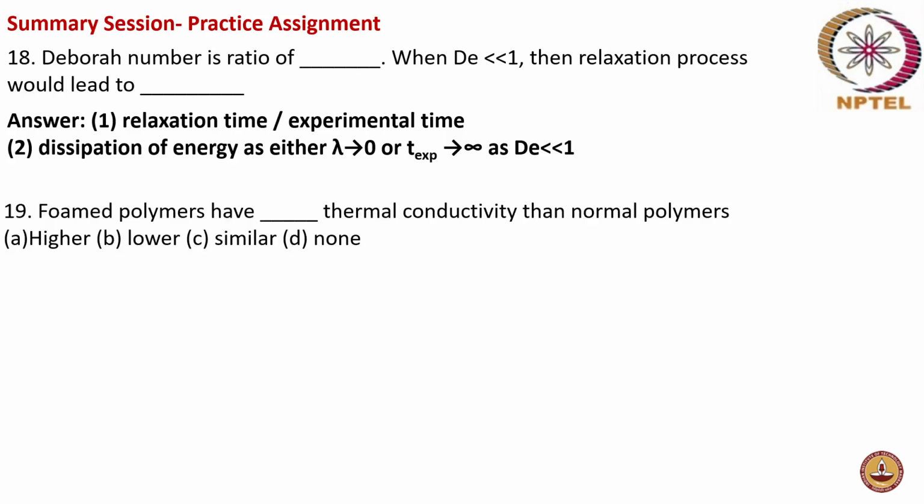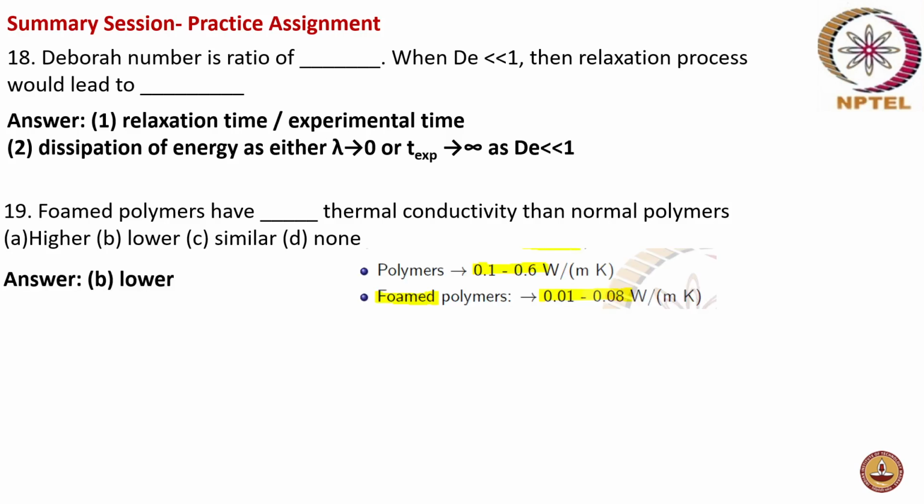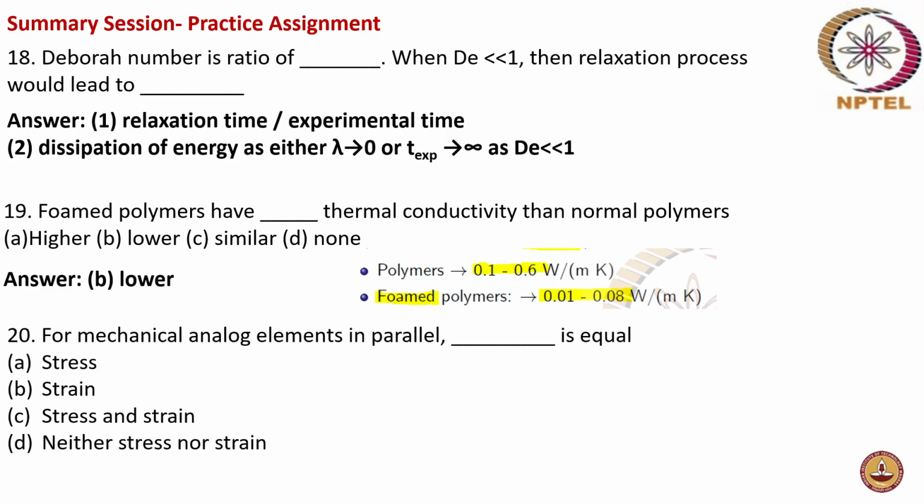Next, foamed polymers have dash thermal conductivity than normal polymers. Higher, lower, similar, or none of the above? Lower. Lower thermal conductivity. What about you, Paul? Do you agree with that? Yeah, ma'am. I agree. Foamed polymers have lower thermal conductivity. In fact, one order lower, because thermal conductivity of polymers is in the range of 0.1 to 0.6 watt per meter Kelvin. For foamed polymers, it's 0.01 to 0.08. So one order lower.